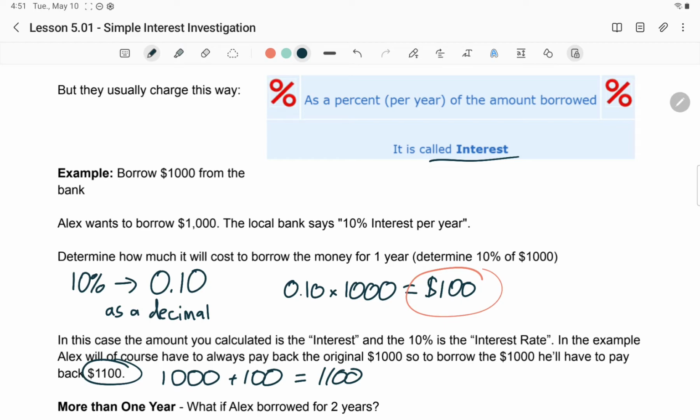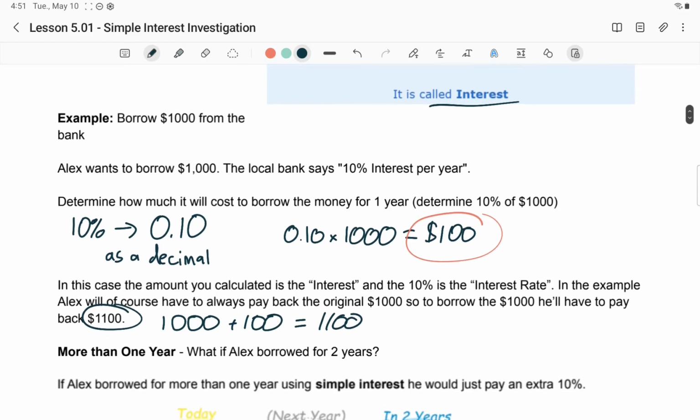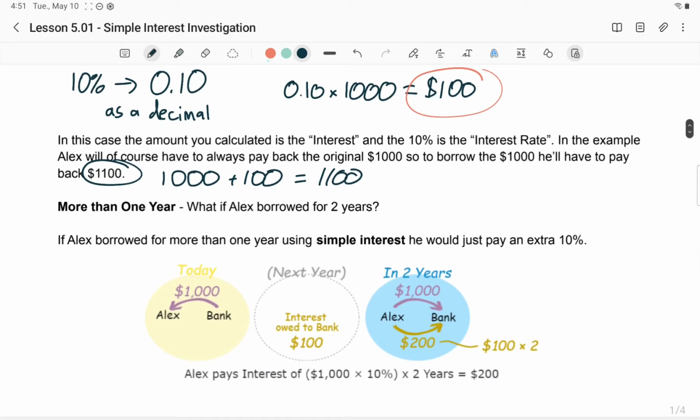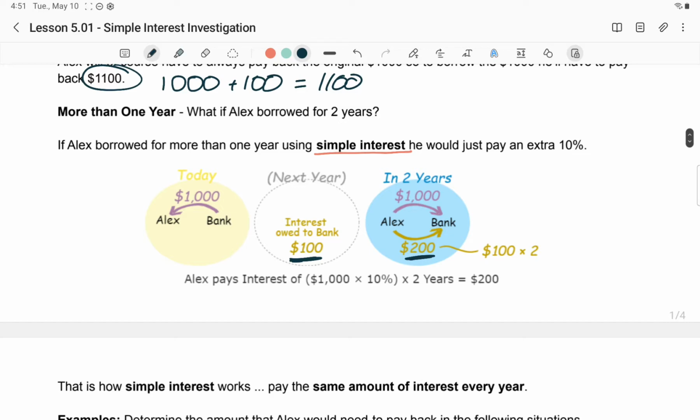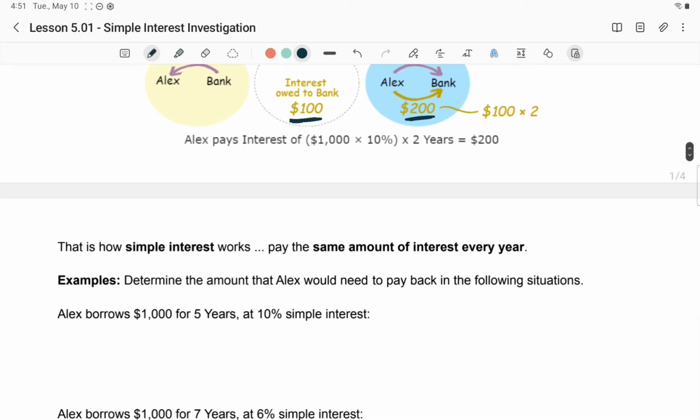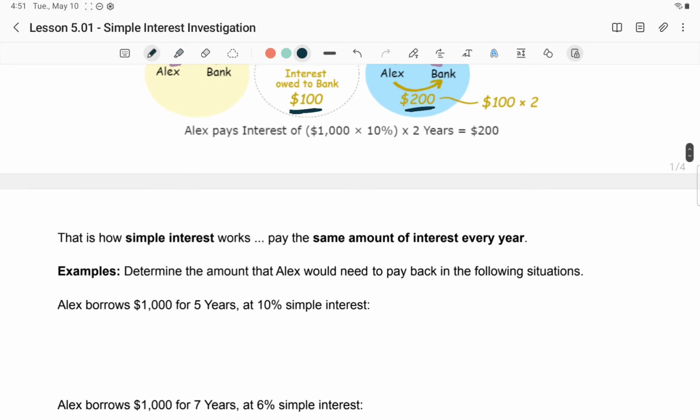All right. What would happen if you looked at more than 1 year? So that was just 1 year of interest. If we're using what we call simple interest, that amount of interest we just calculated is just going to be added on year by year by year by year. So you owe $100 the first year, you owe another $100, so $200 if you did it in 2 years, and you could just keep doing that over and over again. So let's take a look at some examples where it's not just 1 year. So you're paying the same amount of interest every year. So that's going to be the key.